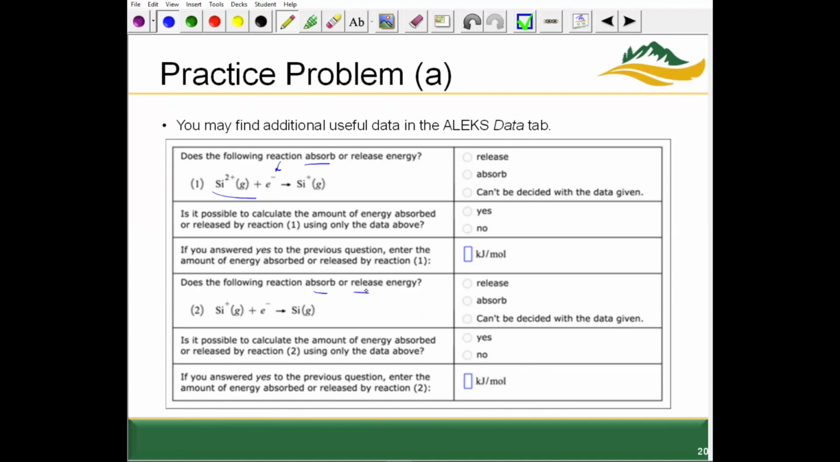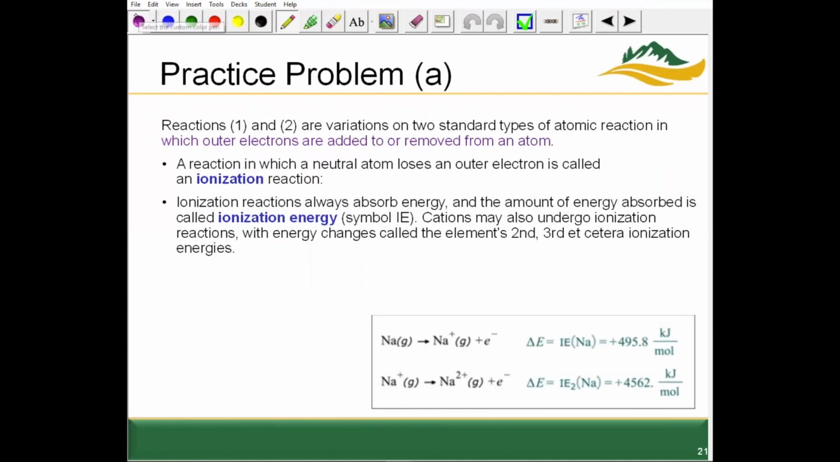Then absorbing or releasing energy, when we see it takes on another electron, here it's Si2 plus versus Si plus. So in going through this practice problem, reactions 1 and 2 are variations on two standard types of atomic reactions in which outer electrons are added to or removed from an atom. In this reaction number 1, as an example, we are releasing an electron from the atom.